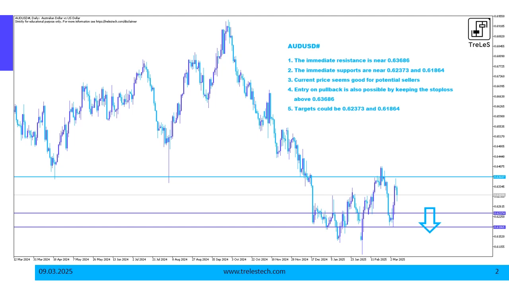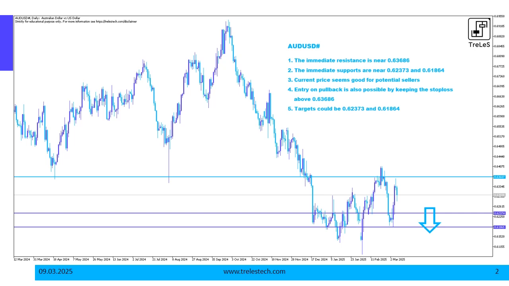The first chart presents AUDUSD. Currently, the immediate resistance is near 0.63686, while the immediate support levels are around 0.62373 and 0.61864. Given the price action, this level looks favorable for potential sellers.